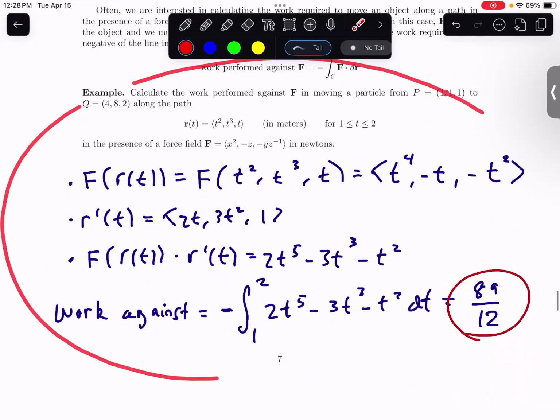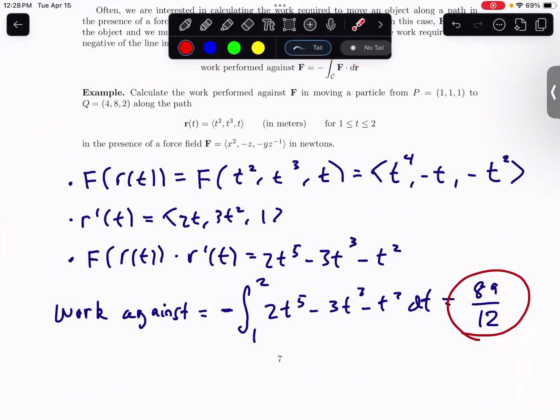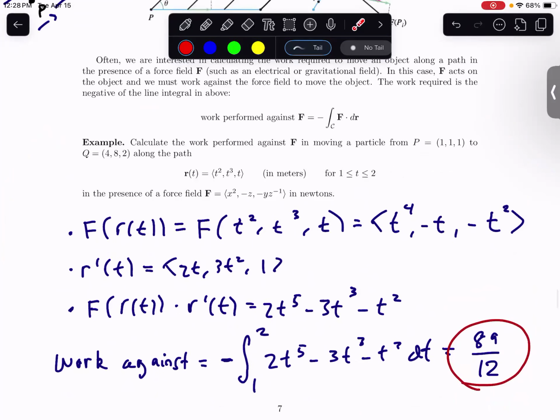But any other questions about this example? Yeah, so we don't need to use P and Q for this one. Sometimes it is important. If it didn't tell you what R of T was, you would have to come up with a path that starts at P and then ends up at Q.